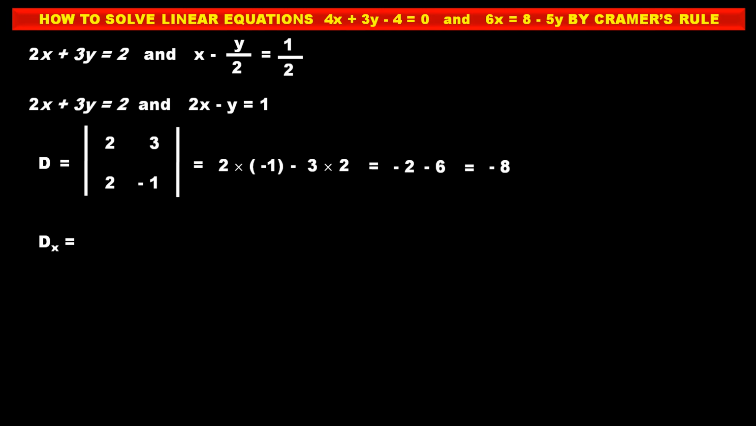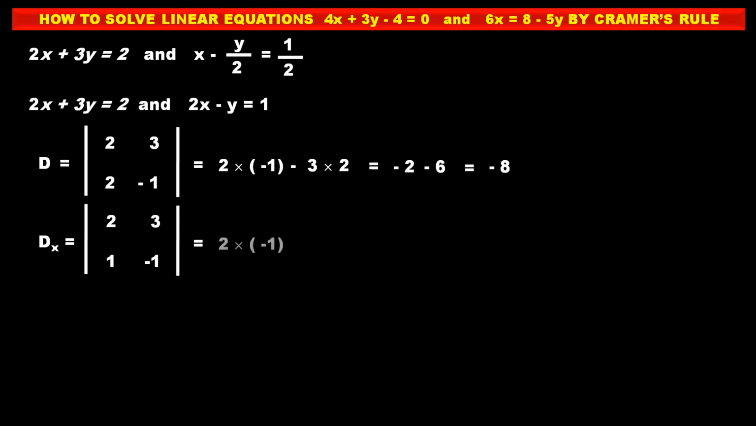Now we have to find determinant Dx. Same as above determinant D, only we have to replace the first column, meaning the coefficients of x, by the constant terms. So the determinant becomes, in the first column 2 and 1 as the constant terms at the place of the coefficients of x, and the second column as it is, the coefficients of y, 3 and -1.